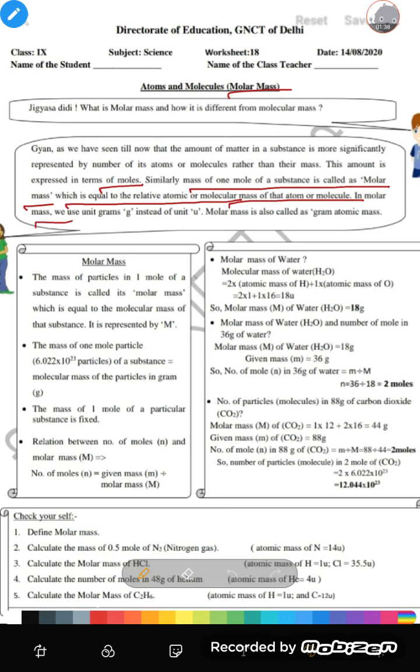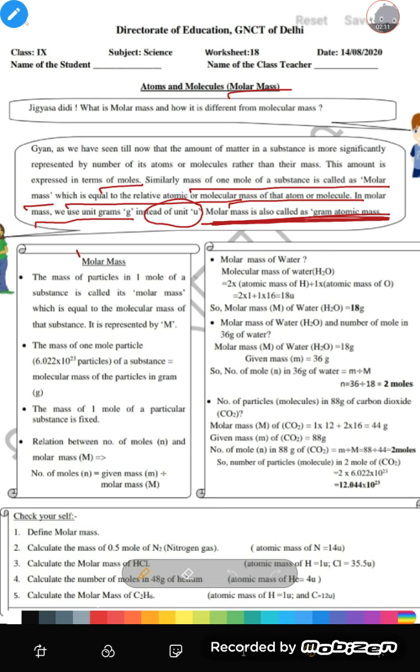In molar mass, we use unit gram instead of unit U, and molar mass is also called gram atomic mass. As I told you, the exact definition of molar mass is the mass of 1 mole of a substance, and it is equal to 6.022 into 10 raised to power 23 atoms of that element or substance.